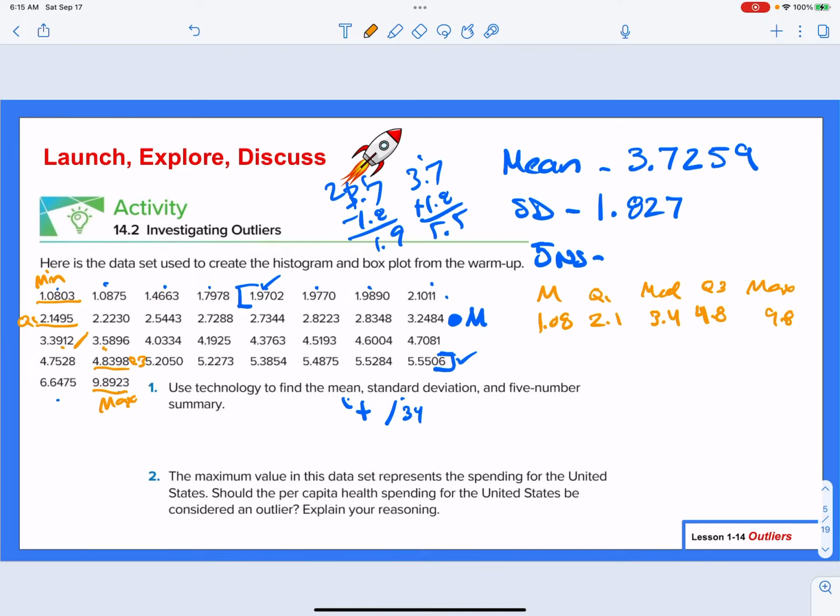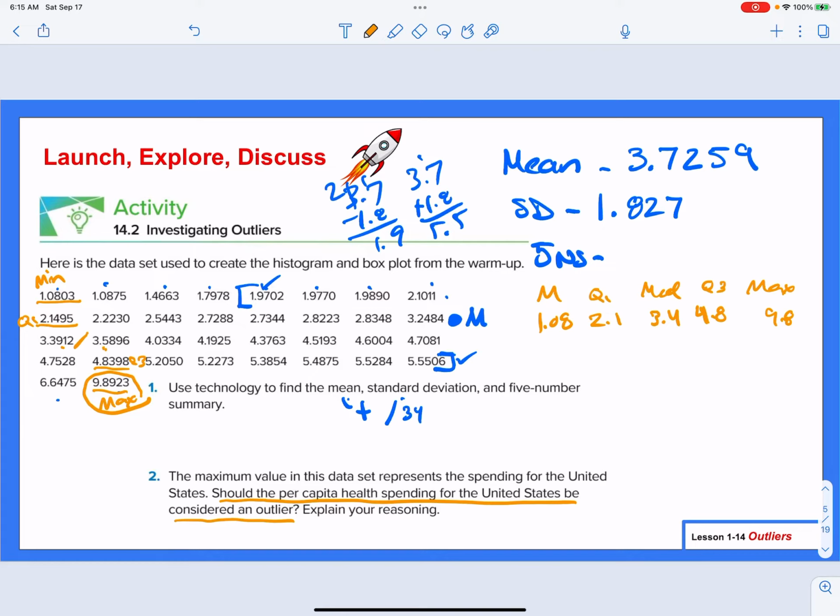The maximum value in this data set represents the spending for the United States. Should the per capita health spending for the United States be considered an outlier? And that really is the question of the day. You have all these numbers here, and then you have this 9.89, and it's a far out number from the rest of them, right? And should it be considered an outlier?